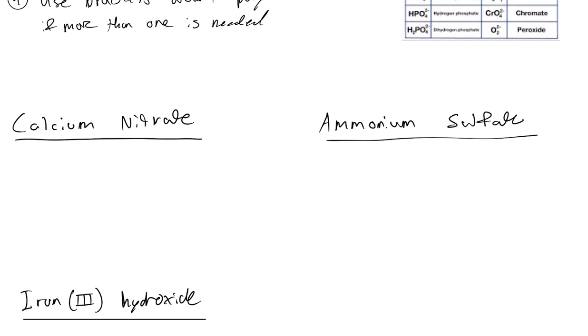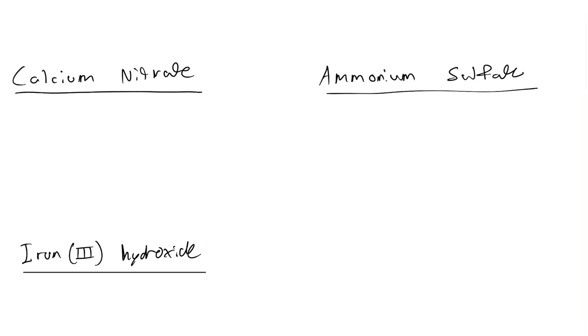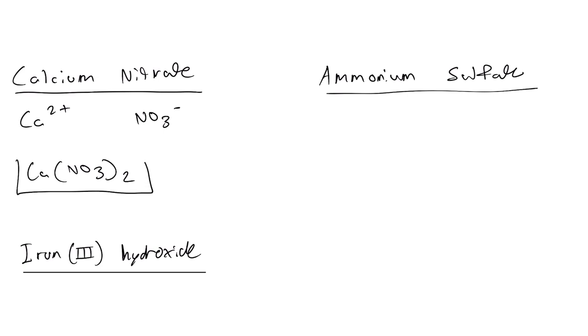For the first example, we have calcium nitrate. Let's write out what our given is. We have calcium, which is Ca2+. It has a charge of 2+. And then nitrate is NO3-. It has a charge of -1. So we're going to need 2 nitrates in order to balance the calcium. We want an overall 0 charge. So our chemical formula is going to be Ca bracket NO3 bracket 2, and we need the brackets because we have multiple of a polyatomic ion. So calcium nitrate is Ca(NO3)2.